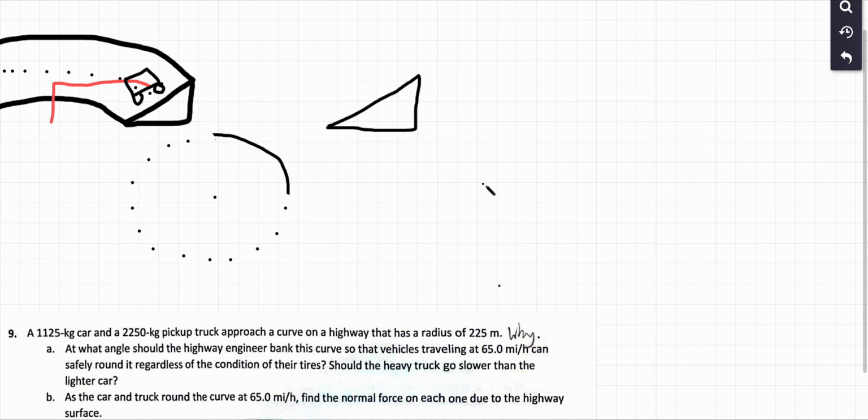Let's see what we can do with this. A 1,125 kilogram car and a 2,250 kilogram pickup truck approach a curve on a highway that has a radius of 225 meters. At what angle should the highway engineer bank this curve?